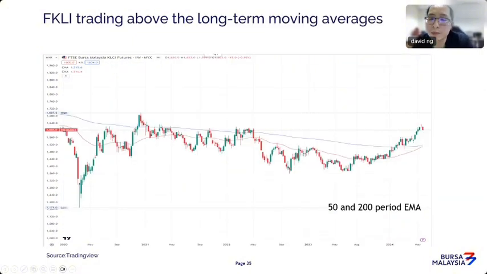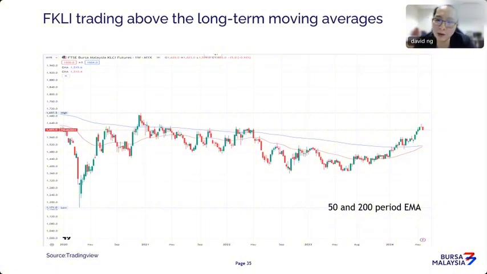So now, besides looking at trend visually, like the lows and the highs, we can also plot moving averages as a way to gauge where the trend is. If you look at this for FKLI, the candles are pretty mixed. So you plot a 50 period and 200 period EMA line. The blue one is the 200 period, the orange one is the 50 period. You can see candles are trading slightly above, to show there's a short term uptrend rally.